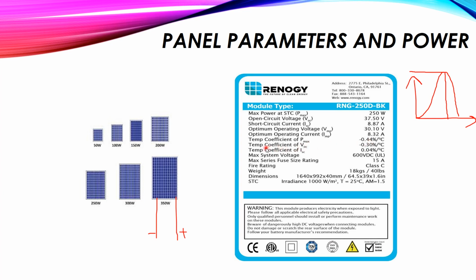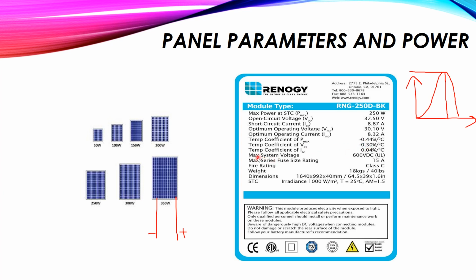And for the temperature coefficient of the voltage and the current, the voltage will also be reduced by 0.3%. But the current, if the temperature increases, will increase by 0.04%. So we find here the effect of temperature. If the temperature increases by 1 Celsius degree, then the maximum power is reduced by 0.44%, V open circuit is reduced by 0.3%, and I short circuit will increase by 0.04%.